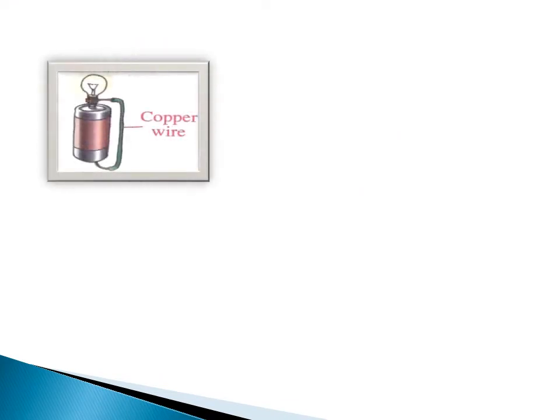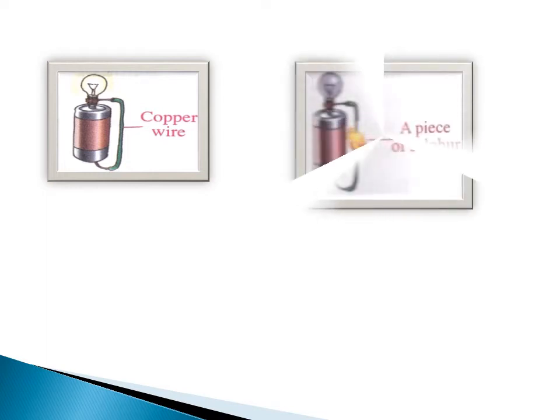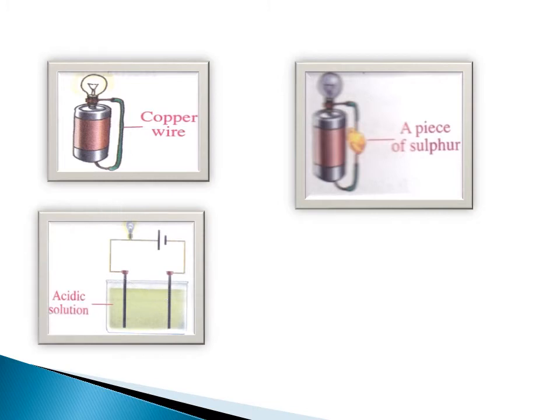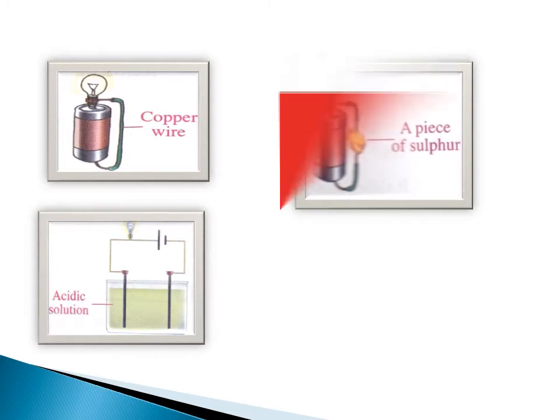From these pictures, we observe that copper wire is an electric conductor as the lamp lights, but a piece of sulfur is an electric insulator because the lamp does not light.